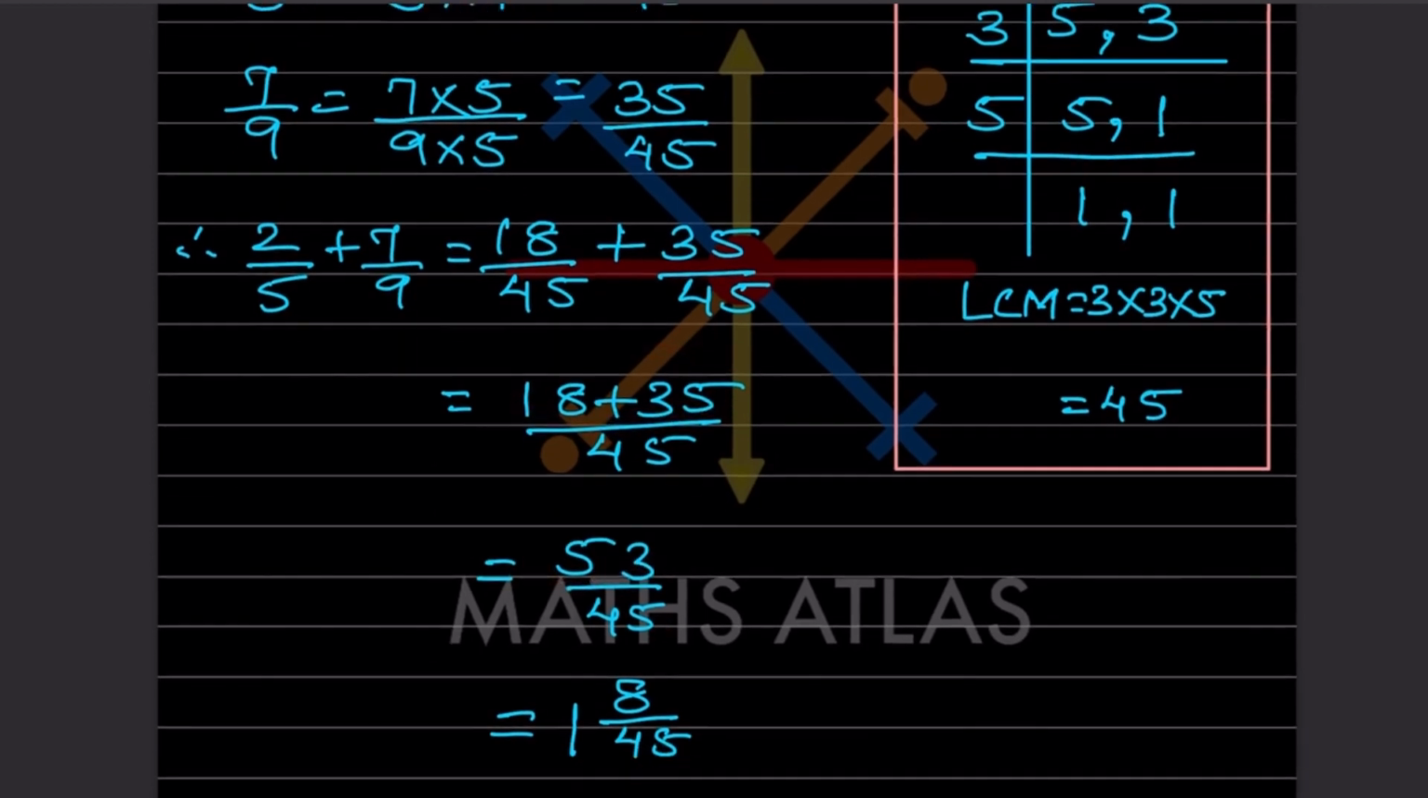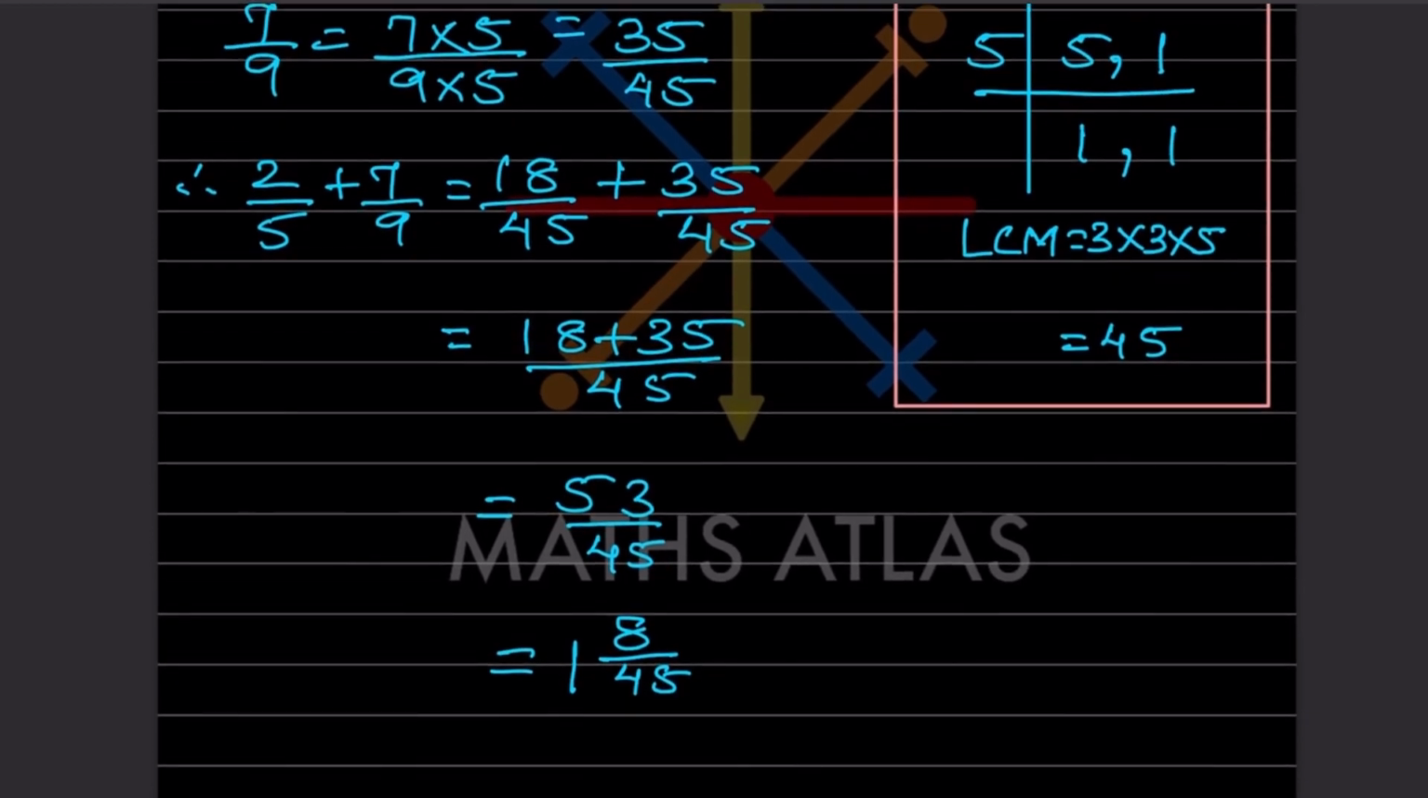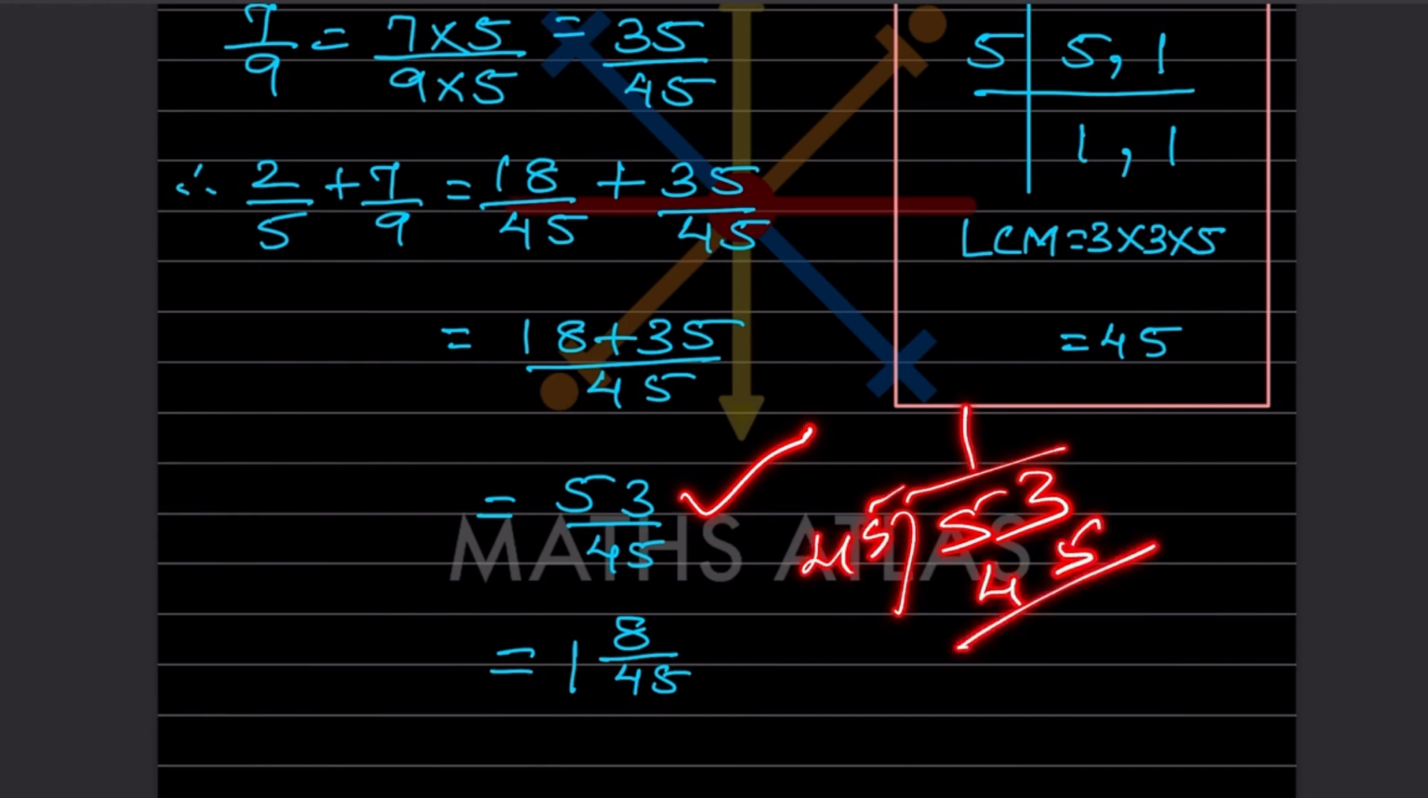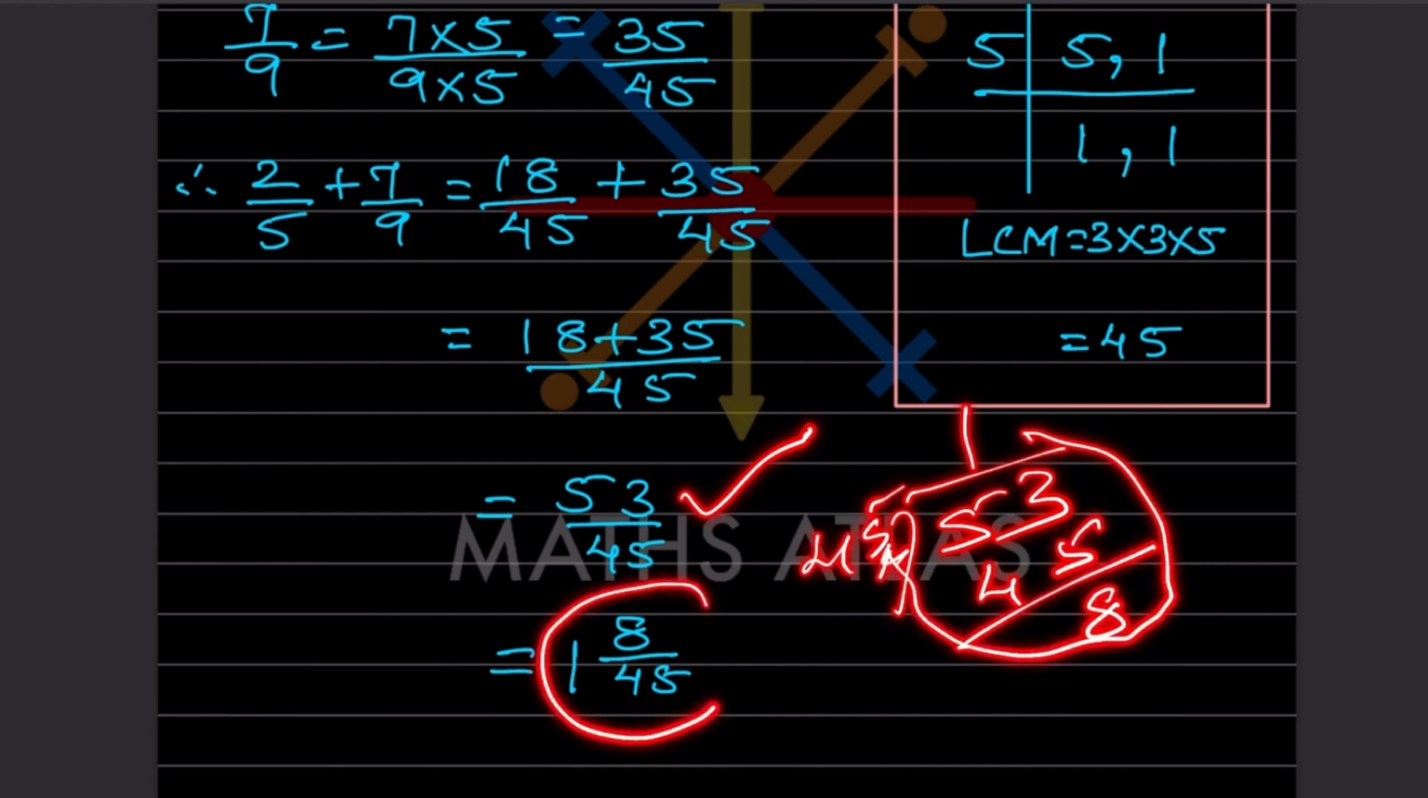Again, 53 by 45 means this is an improper fraction. So 53 by 45. 45 ones are 45. And what do you get over here? 8. So one integer 8 by 45. One integer 8 by 45.